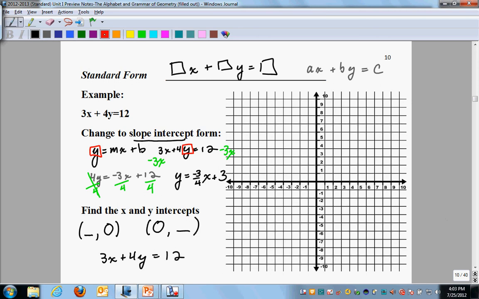So let's do our first one. If we put a 0 into the y there, we basically get rid of all of this. So now we have 3x equals 12. You divide by 3, and we get x would equal 4 there.